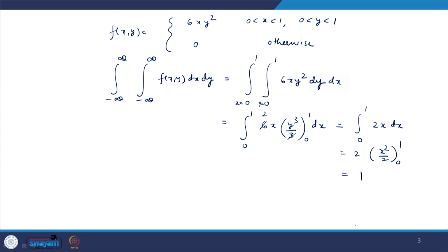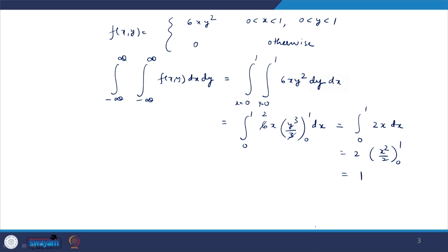The same properties which hold for PMF or PDF for a single variable, I mean for x or y, will also hold for the joint distribution as well. That means the total integral should be 1, and for any x and any y, this f(x, y) should be greater than or equal to 0. So, this is the joint distribution of x and y.